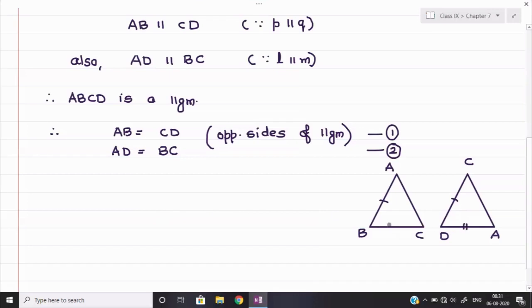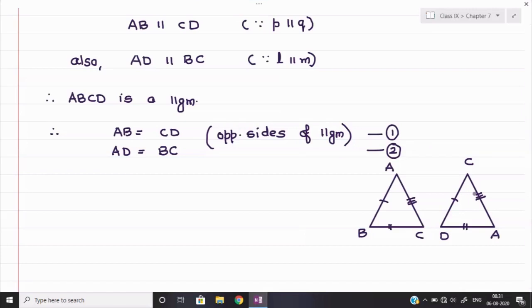Okay, and BC is lying here. So again, one more pair of corresponding sides I got equal. And look at the third side. Third side is AC and CA. AC and CA are the same side only, so we can say that these are also equal. AC and CA both are the common sides, so actually it is one side only.